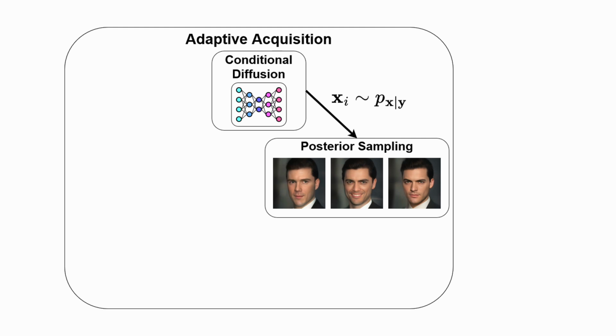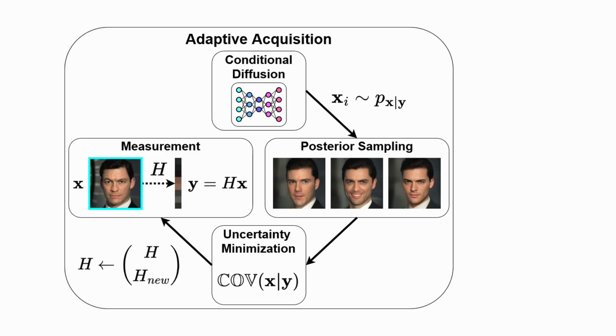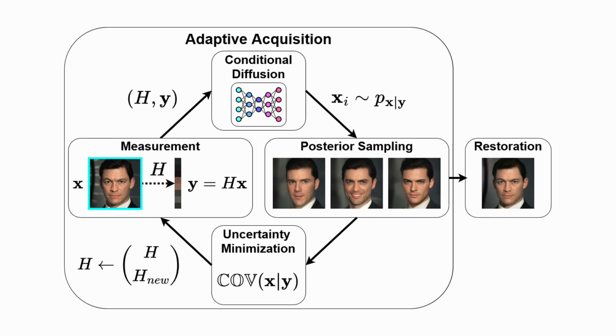We generate samples with a posterior generative model. We evaluate the best measurement based on the covariance matrix. We measure our image along the chosen direction, and we repeat this process with a new sensing matrix and measurements. Ultimately, one can use the acquired measurements to restore the image, including diffusion-based restoration. The posterior sampling step can rely on one of many zero-shot posterior samplers. In this work, we use DDRM, but many alternatives exist. Moving on to our results.